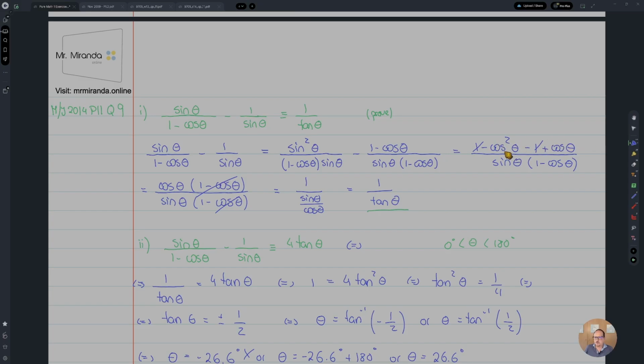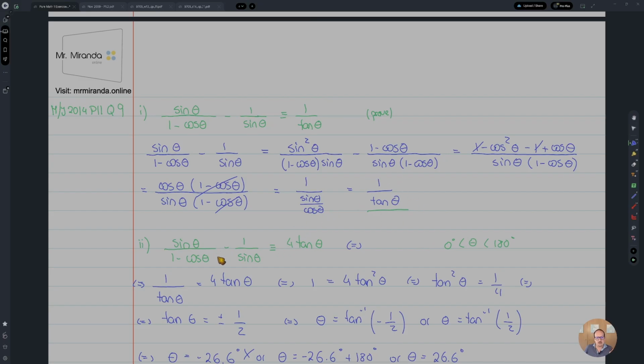The ones cut out, so I have cosine minus cosine squared of theta plus cosine of theta. I can factorize cosine of theta, and I will have this term over here, 1 minus cosine of theta, that is both on the numerator and denominator. Cut it out. I have cosine of theta over sine of theta. This is the inverse of sine over cosine, and sine over cosine is the tan, and that's what I wanted.